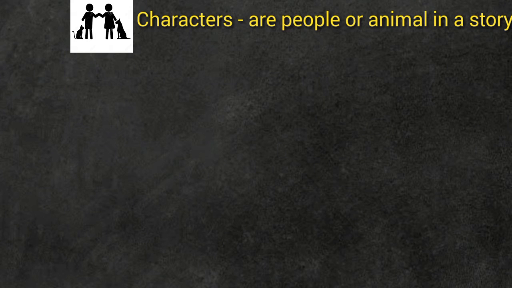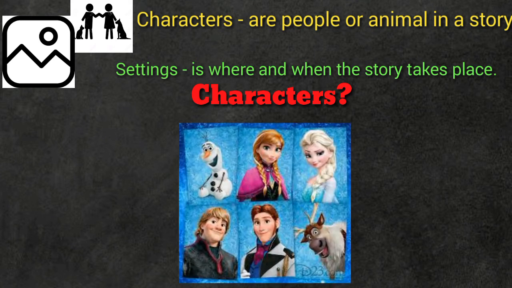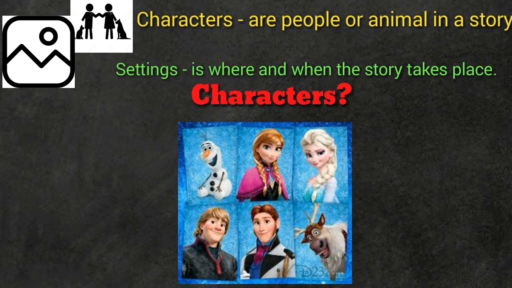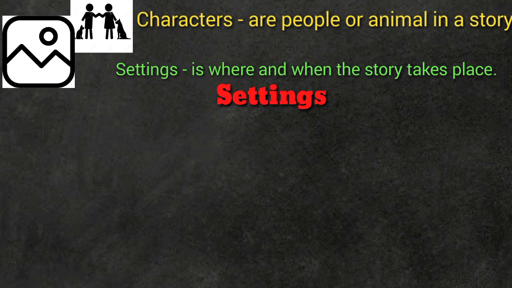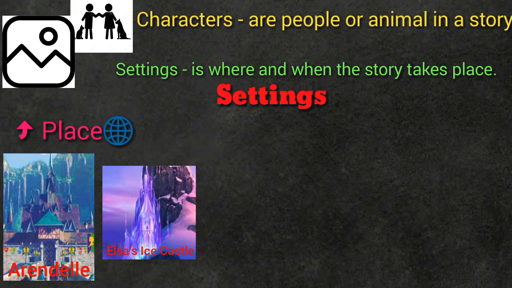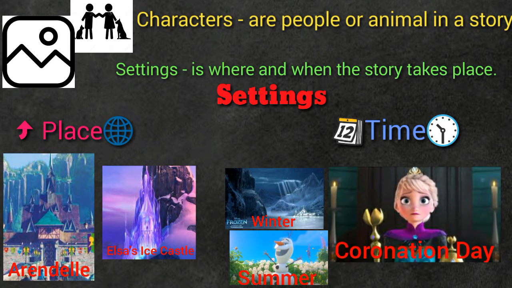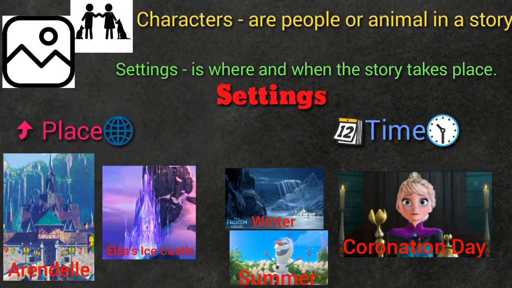Let's use the famous movie Frozen. Remember, characters are people or animal in a story. Settings is where and when the story takes place. Who are the characters in a Frozen movie? Yes, they are Elsa, Anna, Olaf, Kristoff, Sven, and more. What are the settings in a movie? Place, Arendelle, and Elsa's ice castle. Time, in a winter, in a summer, Coronation Day. These are the settings.